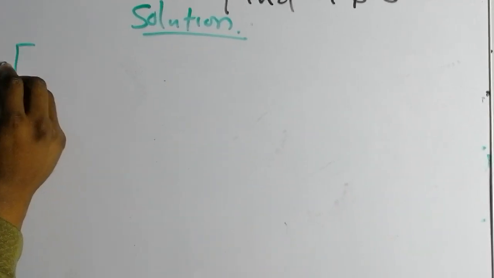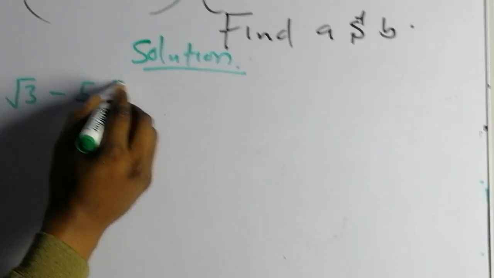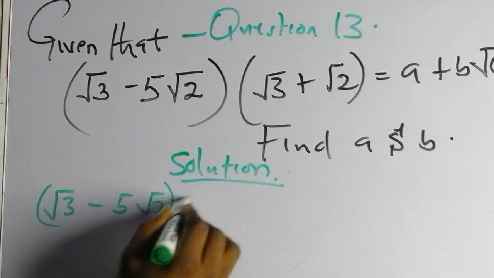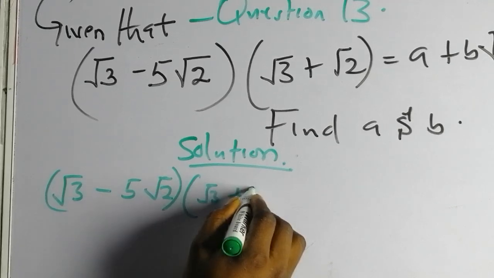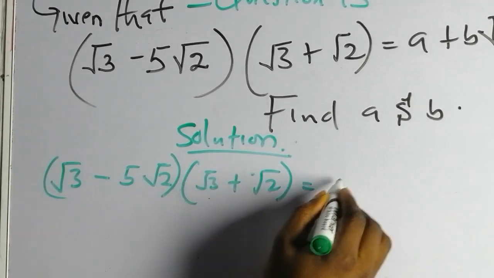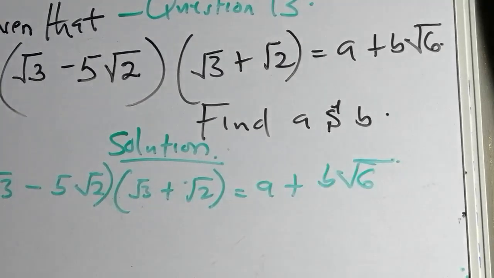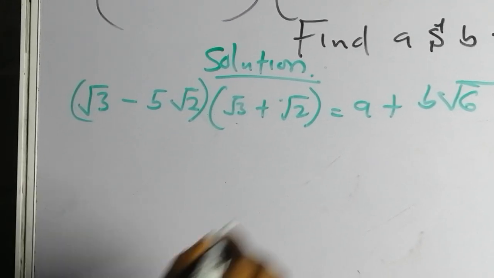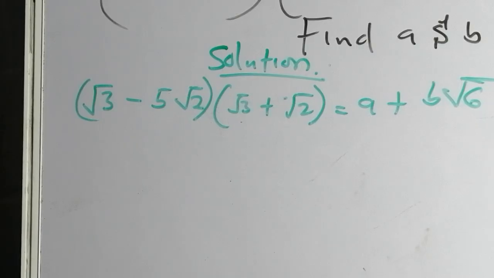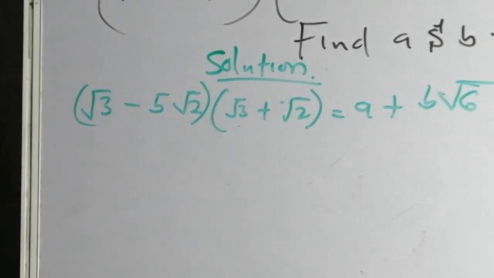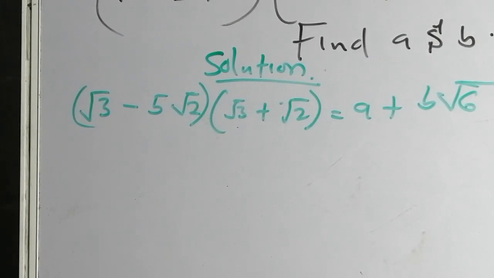So the question says (root 3 - 5 root 2)(root 3 + root 2) equals a plus b root 6, and we should find a and b. So all you need to do is expand the bracket first. Okay, it's as simple as that.